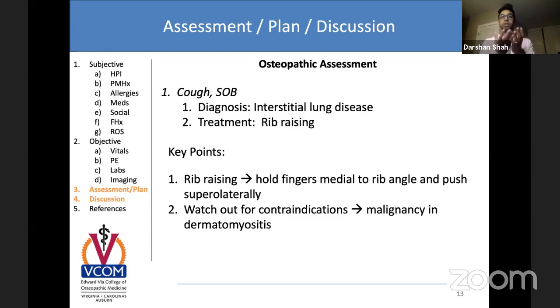And essentially what you do is they're going to lay on their back and you're going to take your fingers and actually go to their back and push up onto their ribs. And you want to hold your fingers to the medial rib angle and push superior laterally. And the reason I have that wording is because if you go to a DO school, that's very important to know for your board exams, where exactly your fingers go. But you do want to watch out for contraindications. For instance, if somebody has cancer, if this gentleman did have cancer, you don't really want to do OMM. That could really increase the lymphatic system and cause metastasis even more.